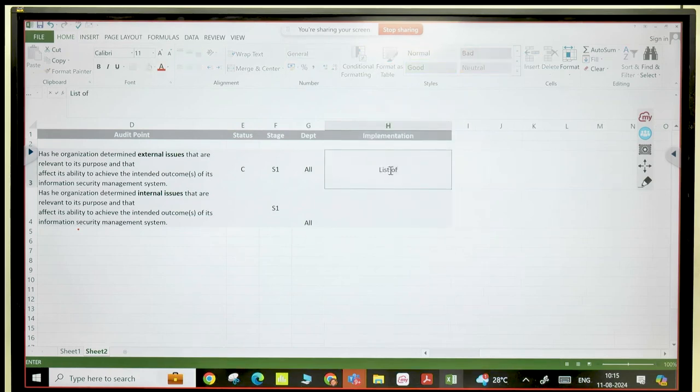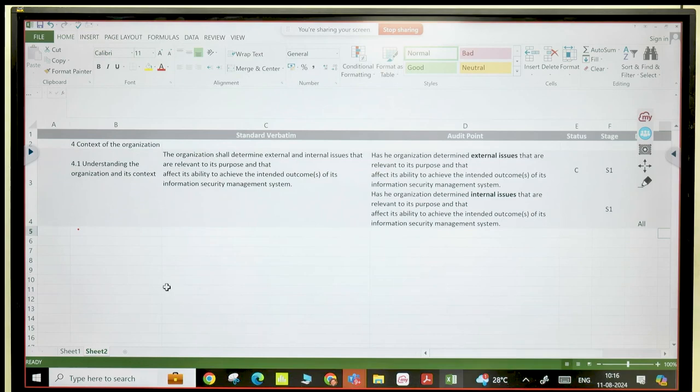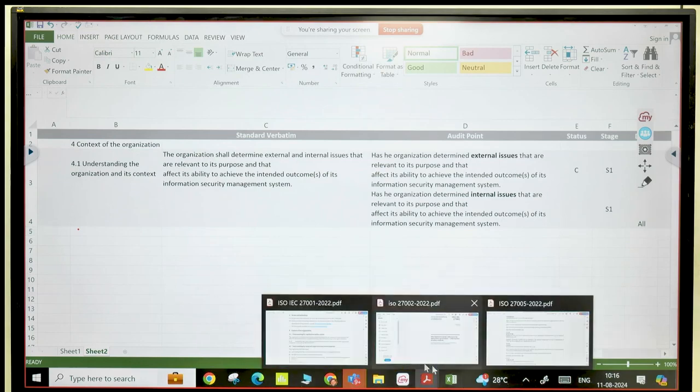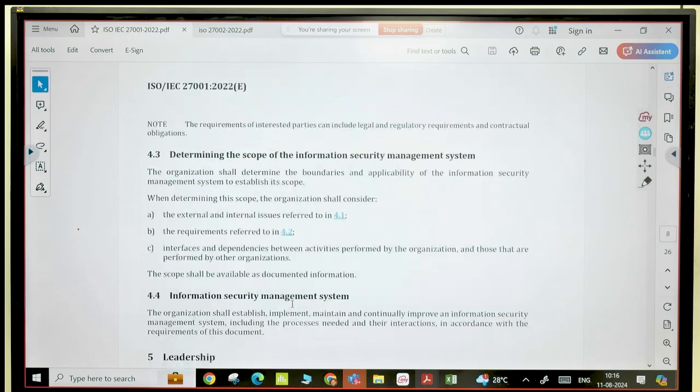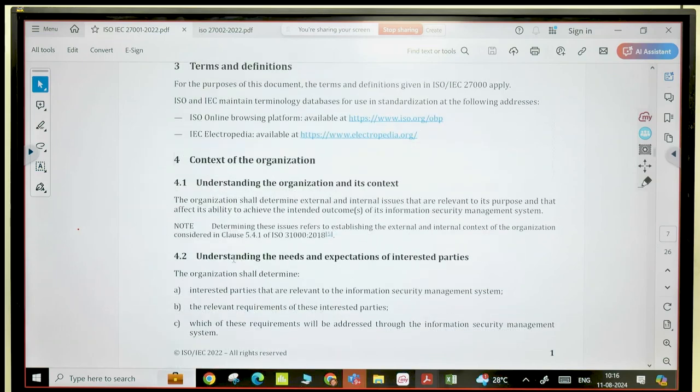List of internal issues, list of external issues. These are the two documents that you will have to create if you are an implementation professional vis-a-vis the clause number 4.1. 4.2, understanding the needs and expectations of the interested parties.